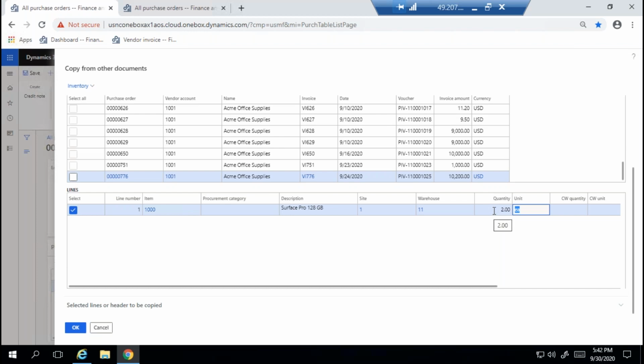Earlier, 10 quantities were available and the invoice is for 10 quantity, so you cannot send 15 or 11 quantity. Whatever items you have received and invoiced, for that quantity or a lesser quantity you are giving back to the vendor. The system will also validate how many quantities you invoiced earlier, and more than that the system will not allow. You can select and click OK.